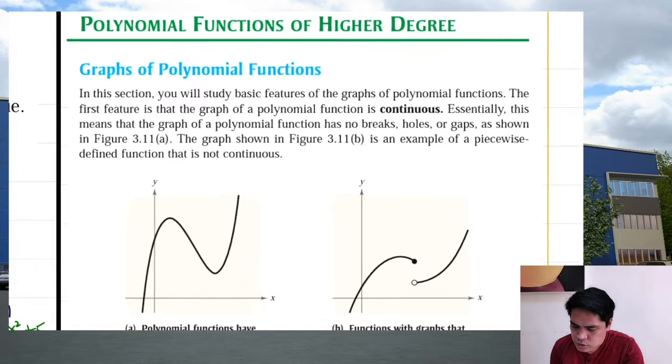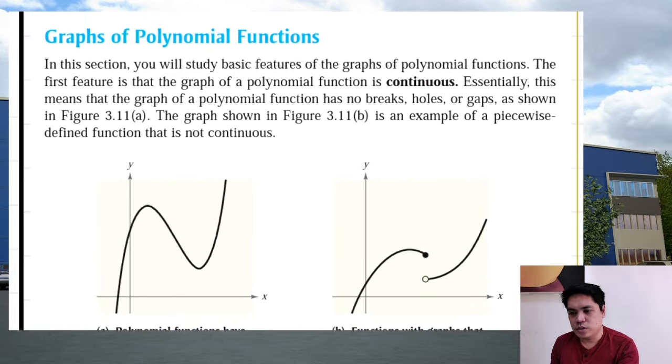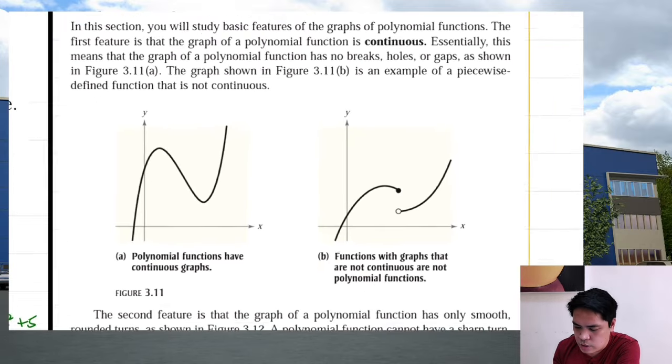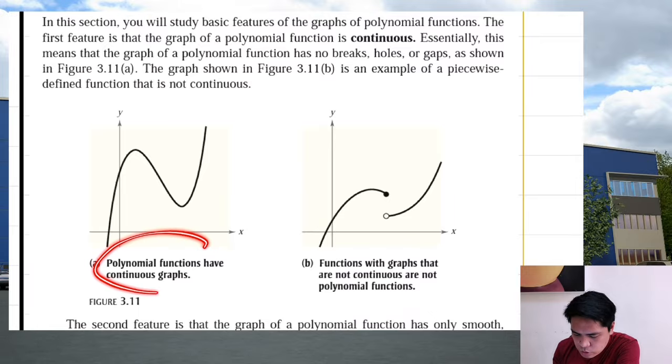First, we'll take a look at graphs of polynomial functions. But yung way of graphing, we will discuss that probably at the next lesson. So, in this section, let me read first. In this section, you will study basic features of graphs of polynomial functions. The first feature of the graph of a polynomial function is continuous. Take a look at this. This is a graph of a continuous function. Tuloy-tuloy lang yung function natin.